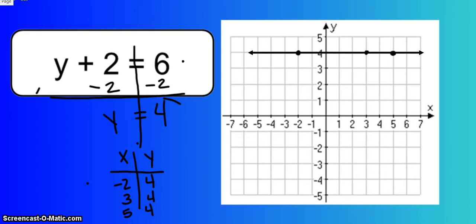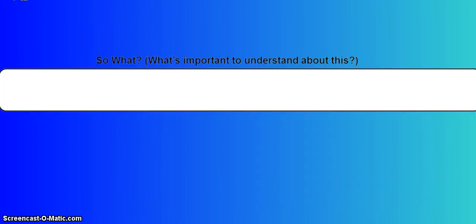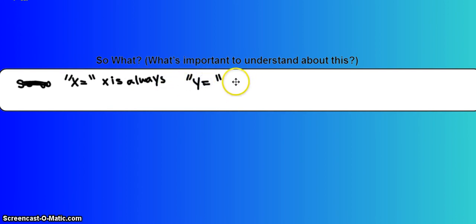Alright, our so what? Oh, I don't know why I'm writing so what. Our so what, when it says x equals, that means x is always. And when it says y equals, that's a way to say y is always.